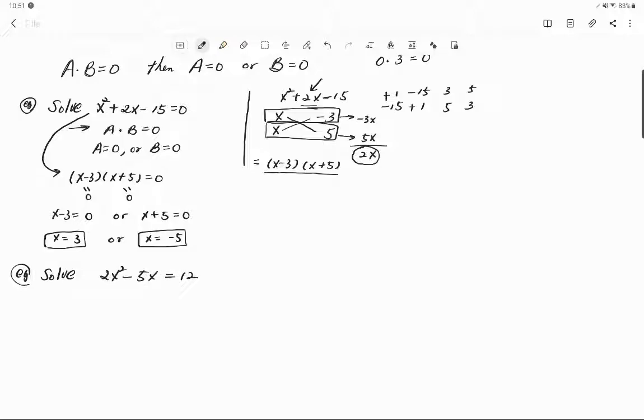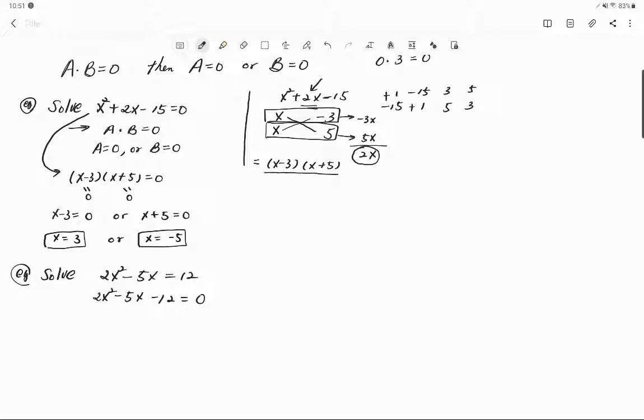All right, so we will put all terms to the left, so the right side of the equation will be 0. So rewrite the equation. Move 12 to the left, so minus 12 equals 0. The next, we're gonna do a factoring, right?